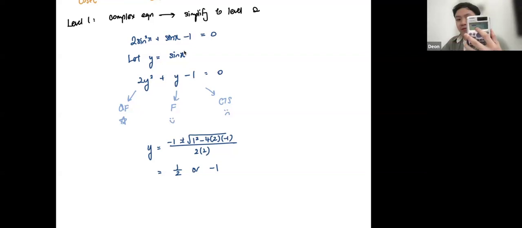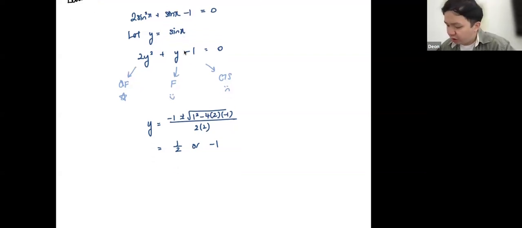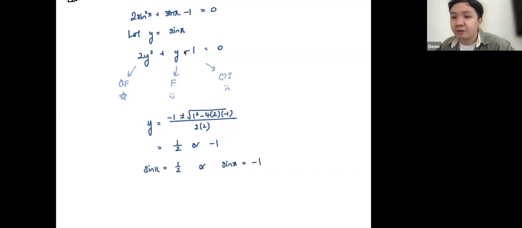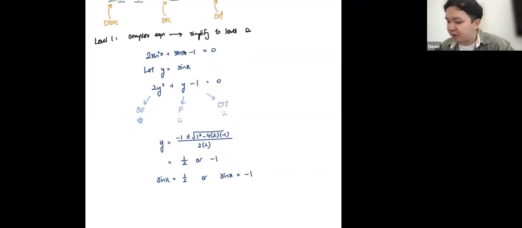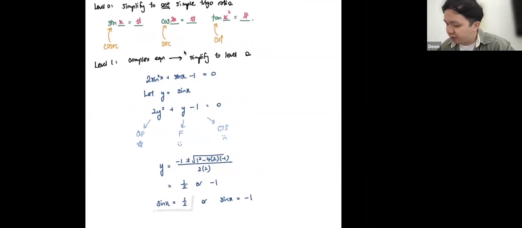Mine is slightly different from yours. Go to the equation part and just get the answer straight away. For some of you it should be mode 5 to 2. So this will allow me to get my two answers, right? I get sine x equals half or sine x equals negative 1. And you notice this is what I wanted to achieve in the first place. This is my level 0.